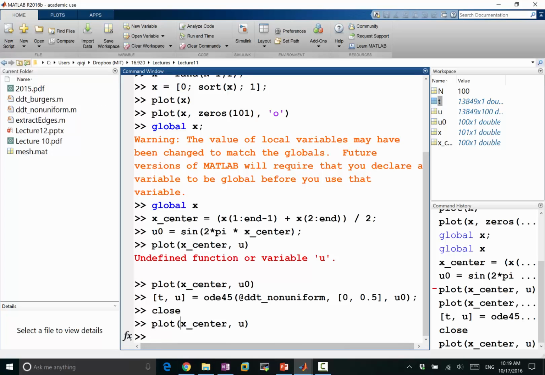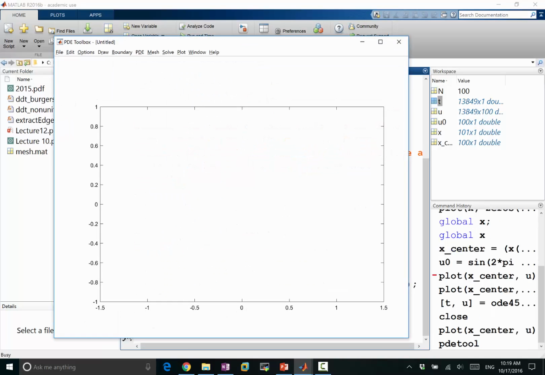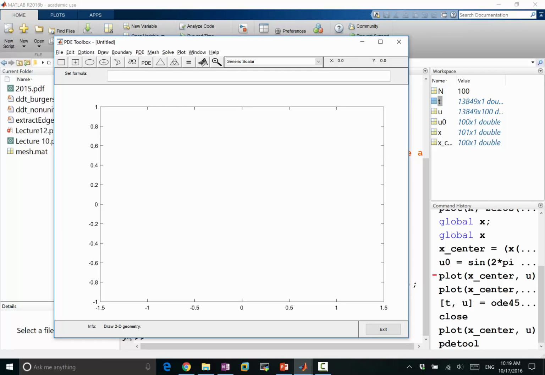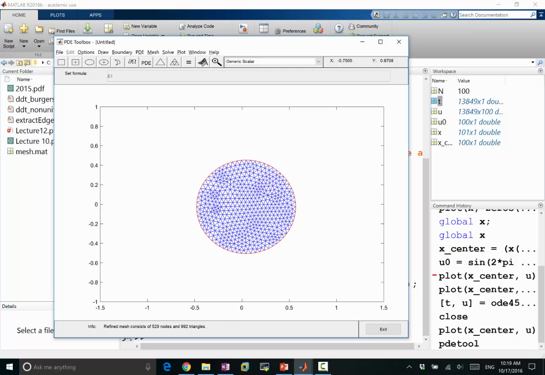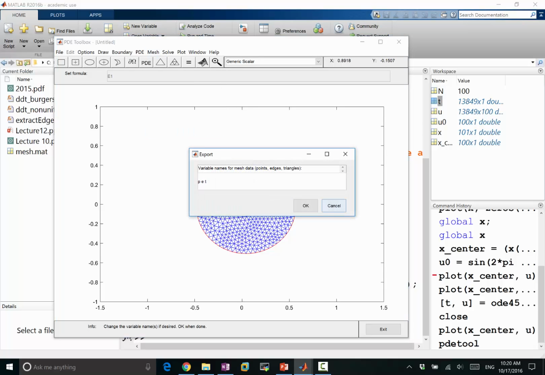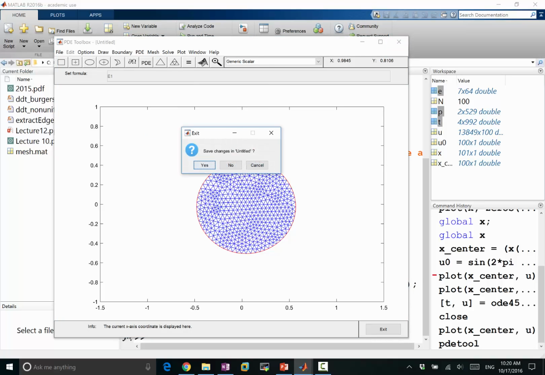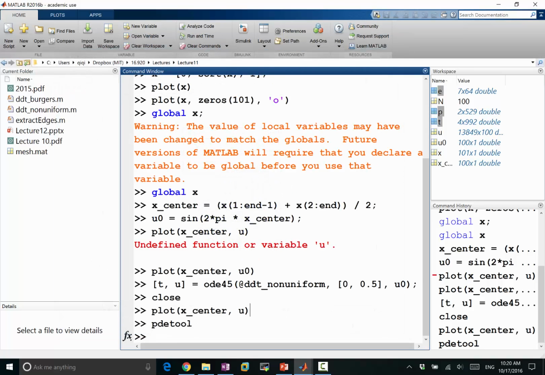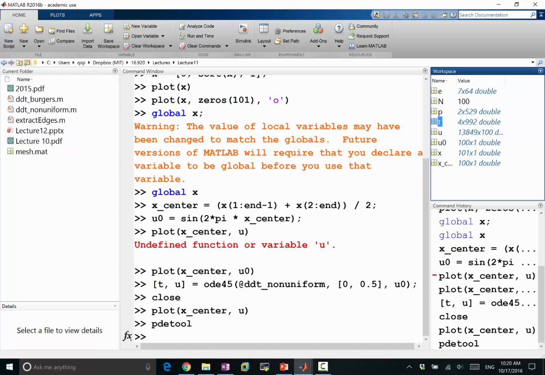For example, in MATLAB there is a good PDE toolbox. The PDE toolbox is useful for generating a mesh. If I just draw a circle over here and click mesh, I get a mesh, right? So MATLAB's PDE toolbox supports unstructured triangular meshes. After you generate a mesh, you can export it into this environment.